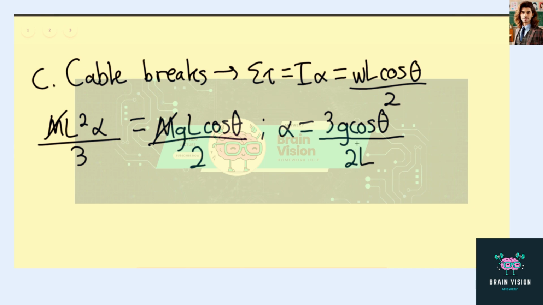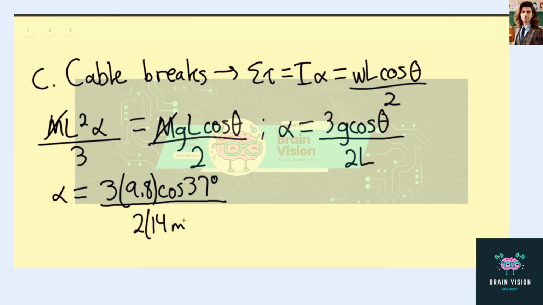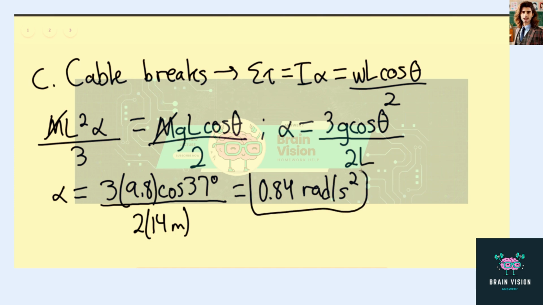And we can solve and say that the angular acceleration is going to be equal to 3 times 9.8 times cosine of 37 degrees divided by 2 times 14 meters. And this gives us 0.84 radians per second squared. So this would be the angular acceleration after the cable breaks.